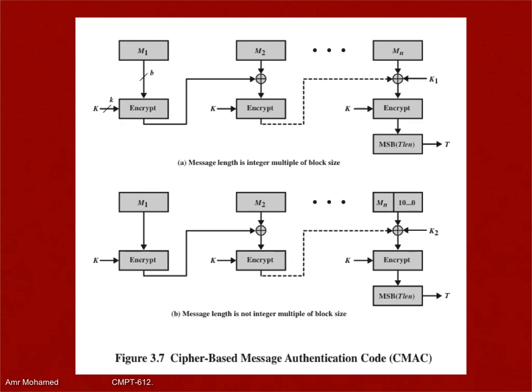So CMAC, what it does is what we did before, in the beginning of the lecture. We use M1, and then we do the block chaining here, and in each step we do the encryption using the key, and then we use that in the next step, and the next step, and the next step. So this is what we call a blockchain.